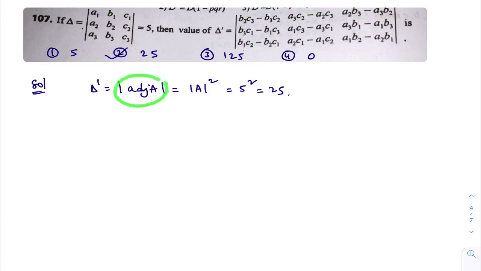What is the determinant of adjoint A? They have given the determinant of A as delta, so this is delta. The formula for the determinant of adjoint A is det A whole power n minus 1. Here n is 3, and 3 minus 1 is 2. You observe they have given this determinant as 5, so 5 square is 25. The answer is 25. I hope you understand this.